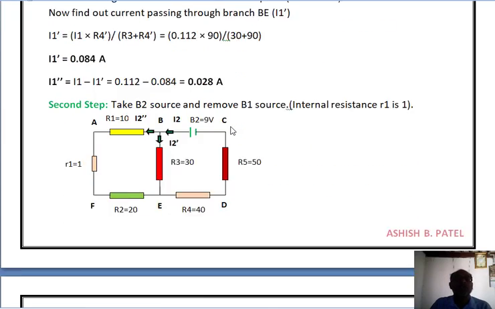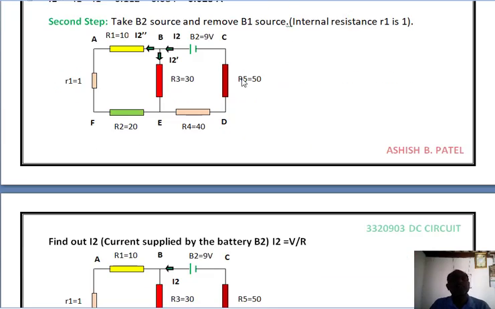Now it is done. Now what is the second step? In the second step, take the B2 source into account and remove this battery B1 by replacing it with its internal resistance, because it is given. Now this battery B2 is connected in the circuit.